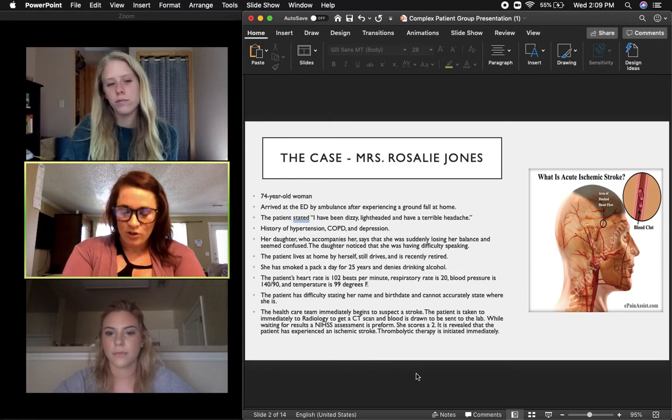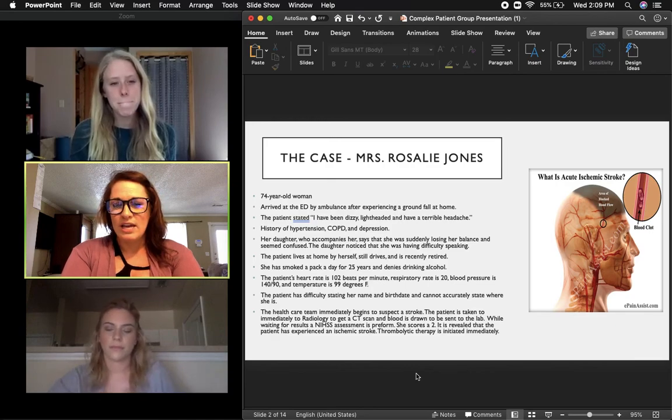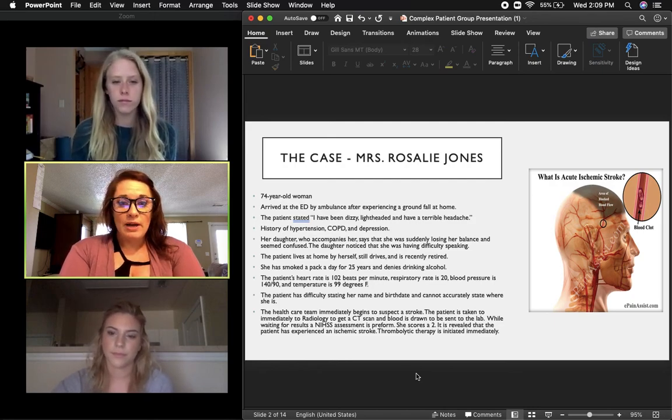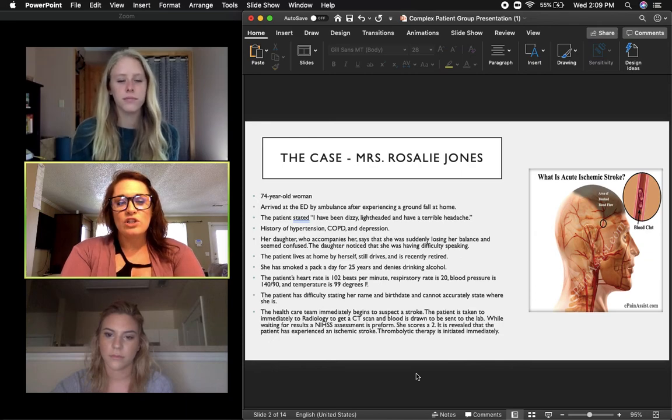Her daughter was accompanying her and said that she suddenly lost her balance and seemed a little confused. And she also said she was having a little bit of difficulty with her speech. The patient lives by herself, still drives, and is recently retired. She smokes a pack of cigarettes a day and has for the last 25 years. She denies drinking any alcohol.